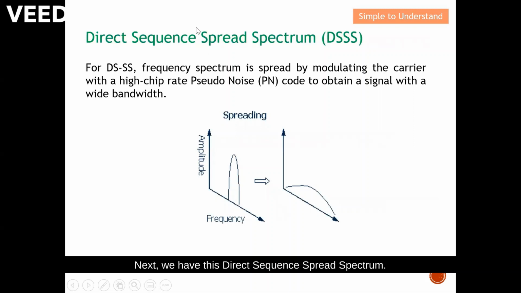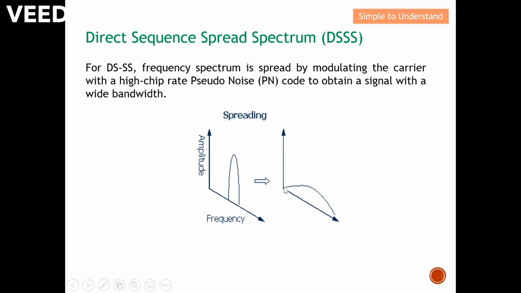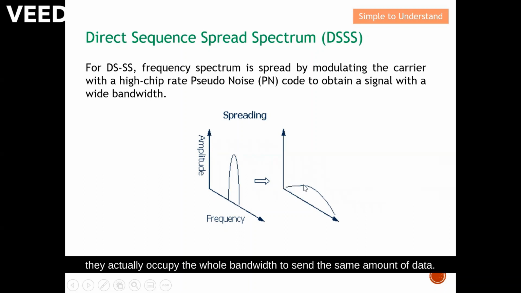Next, we have direct sequence spread spectrum. For direct sequence spread spectrum, the frequency spectrum is spread by modulating the carrier with a high chip rate pseudo noise code to obtain a signal with a wide bandwidth. So this is the original data and the original bandwidth it occupies. When they utilize direct sequence spread spectrum, they occupy the whole bandwidth to send the same amount of data. Later on, you will realize how they can achieve this.